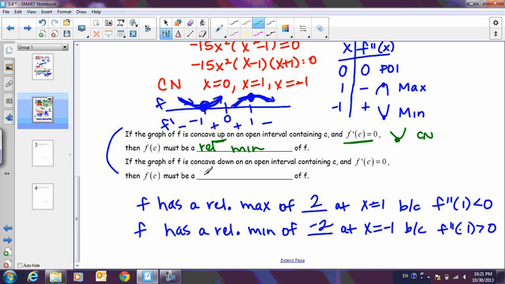Okay, you don't have to memorize this. In the other way, we're going to get a max. That's because we have concave down, horizontal tangent. If you just draw a little picture and think about concavity, it's really easy to figure out. Okay, don't memorize what you don't have to.